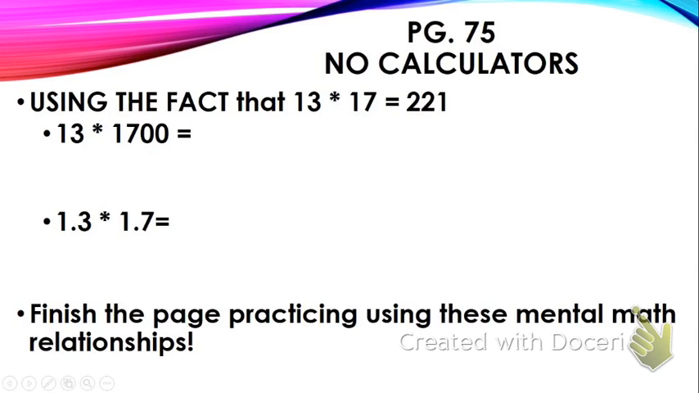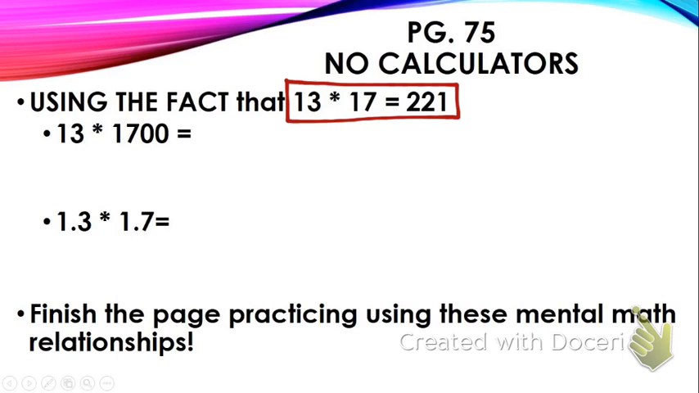Page 75 in your books. We're doing this without calculators. We're just using some reasoning skills and mental math and powers of 10, because it's easy for me in my head to multiply and divide by 10. It's like adding a zero or moving the decimal point. So we've got this fact right here, that 13 times 17 is 221.